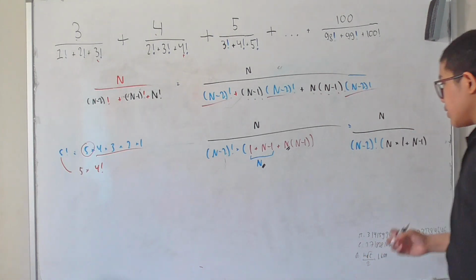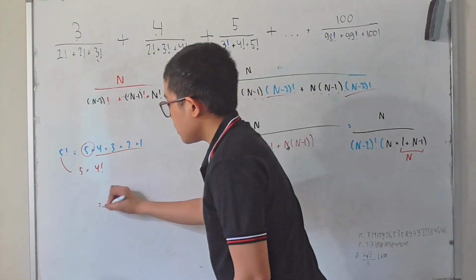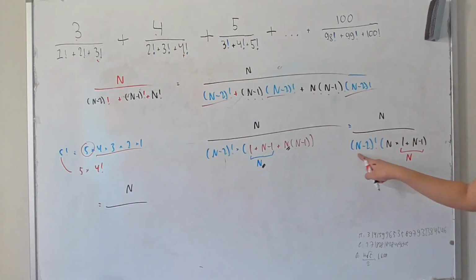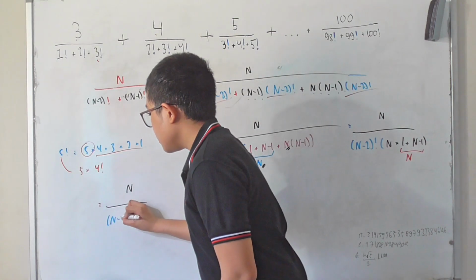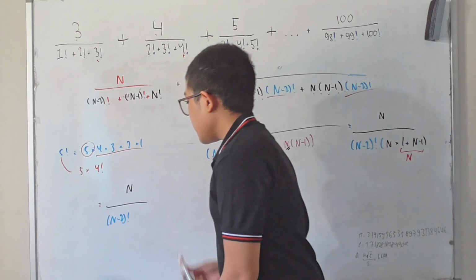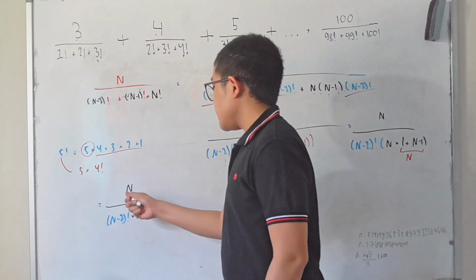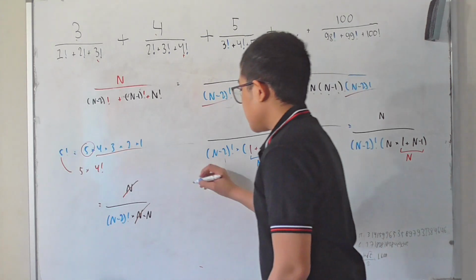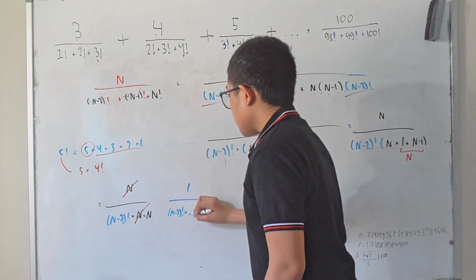However, we do know that 1 plus n minus 1 is basically just n. So then we can rewrite this fraction into being n divided by n minus 2 factorial times n times n. So basically, n minus 2 factorial times n times n. Now we can cancel out the n in here with the n in here. And now we'll be left with this expression: 1 over n minus 2 factorial times n.